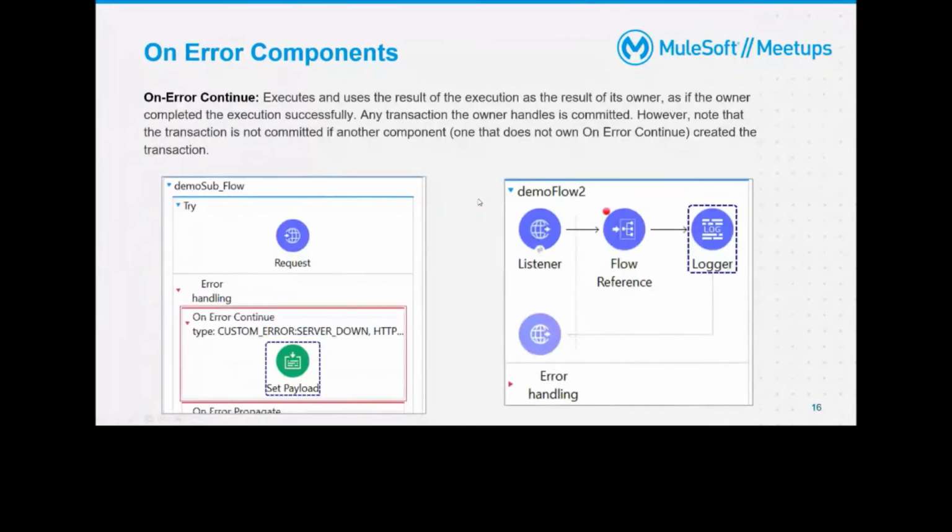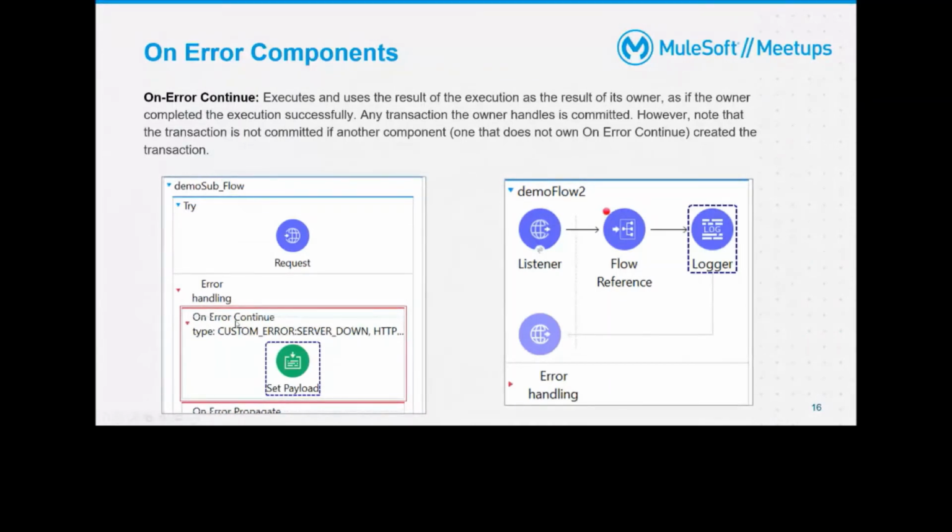Then the other on-error component is on-error continue. The flow where the on-error continue is configured stops its execution, but when it gets thrown to the parent flow, it acts as if the execution was complete for the child flow.